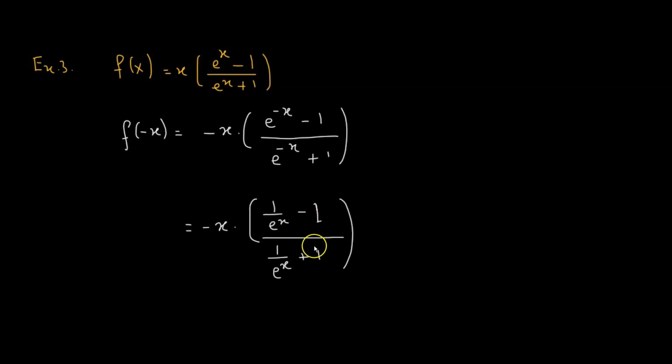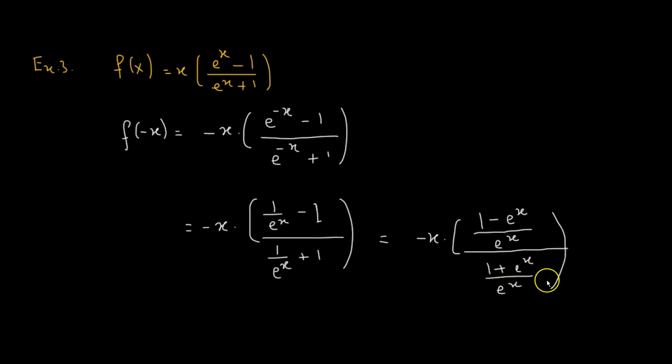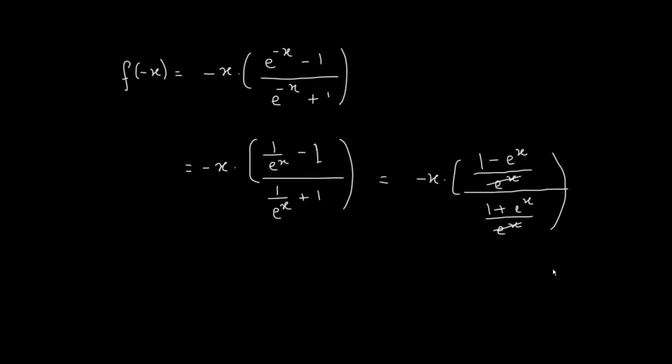Then we'll simplify both the numerator and the denominator. So that will give us negative x times 1 minus e raised to the power of x whole divided by e raised to the power of x, and the entire thing divided by 1 plus e raised to the power of x whole divided by e raised to the power of x. So we can cancel out the e raised to the power of x from the denominator of both the numerator and the denominator, and this is going to leave us with f of negative x is equal to negative x times 1 minus e raised to the power of x divided by 1 plus e raised to the power of positive x.